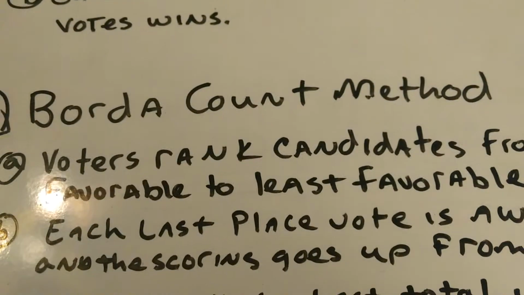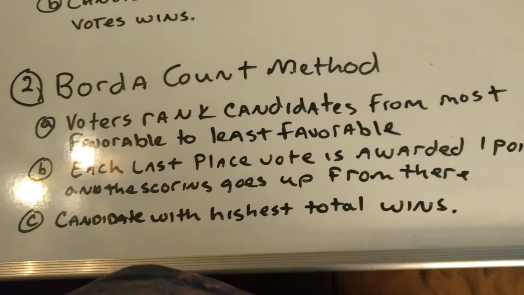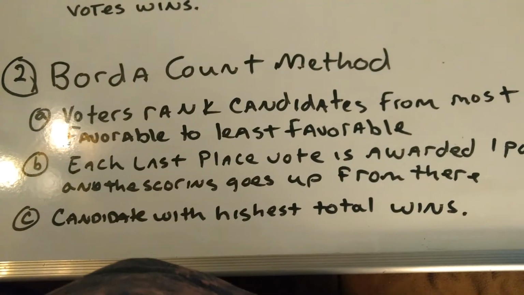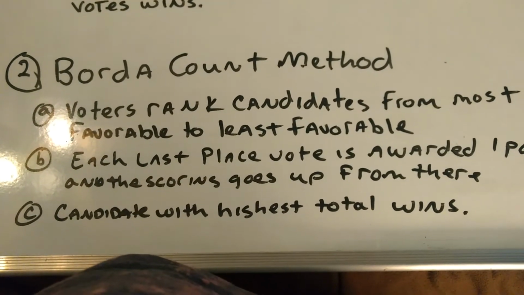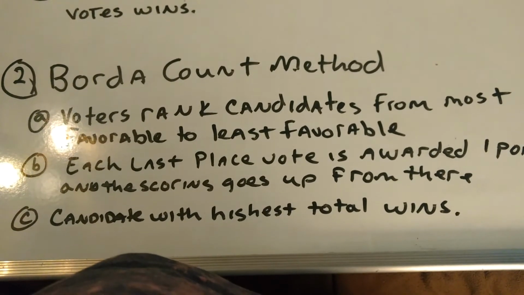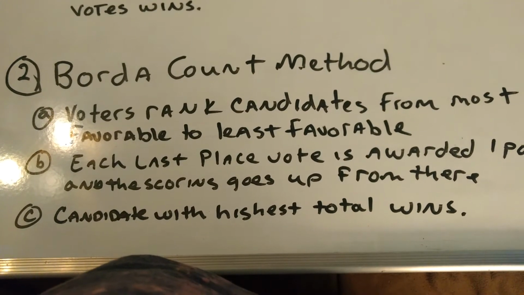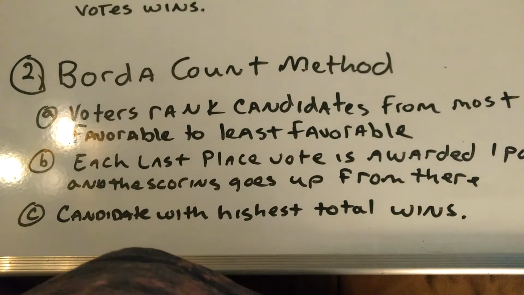Then we come to our second method, which is called the Borda count method. In the Borda count method, voters rank candidates from most favorable to least favorable. Each last place vote is awarded 1 point, and then the second to last would be 2, and the third to last 3, so on and so forth till we get to first place. Then you add up the total of the points, and that gives you your winner.